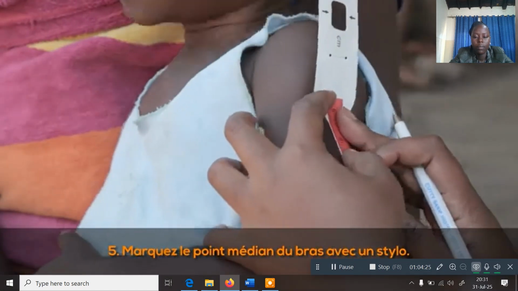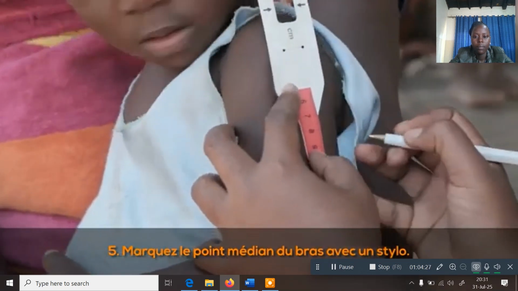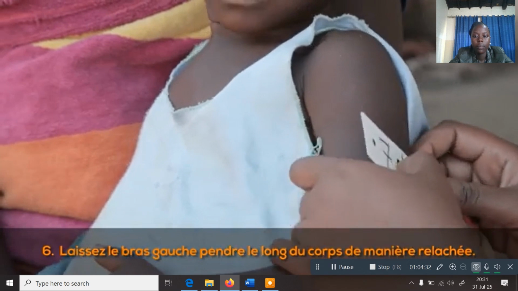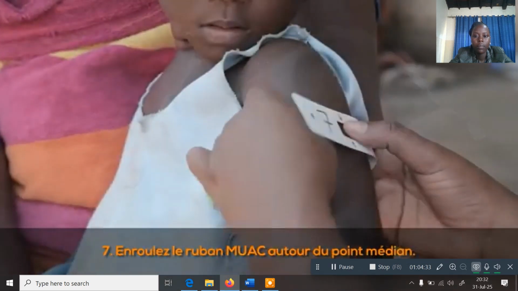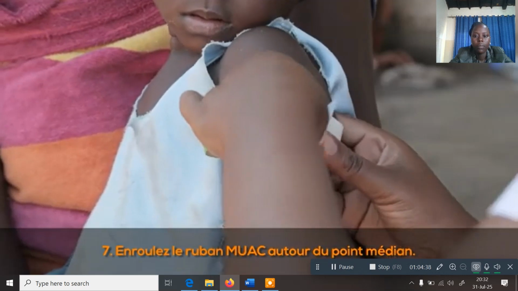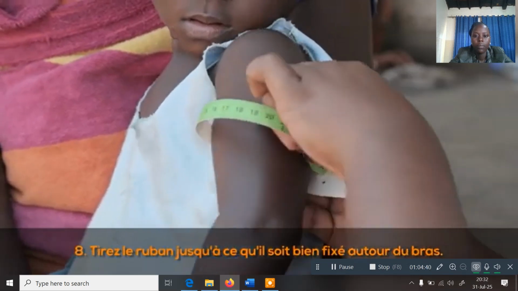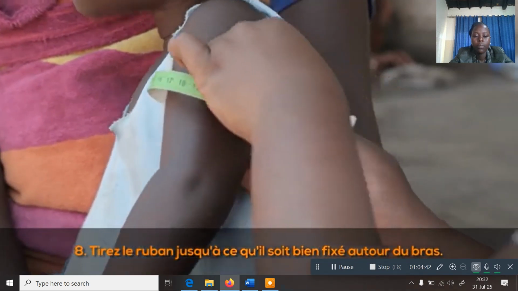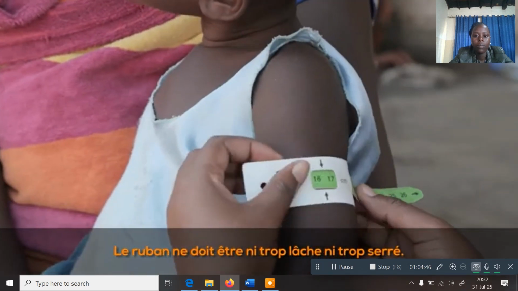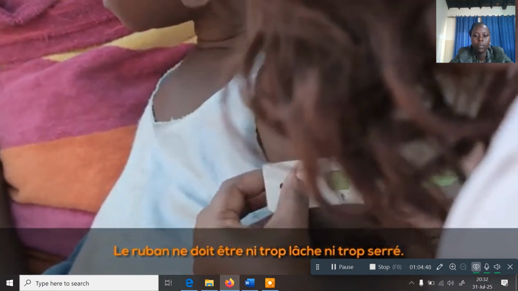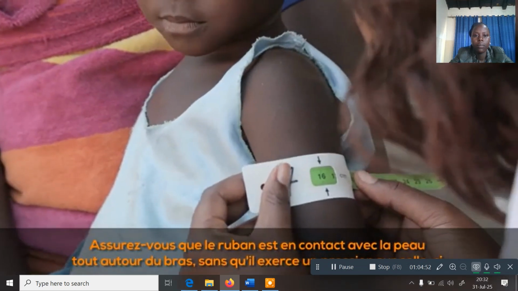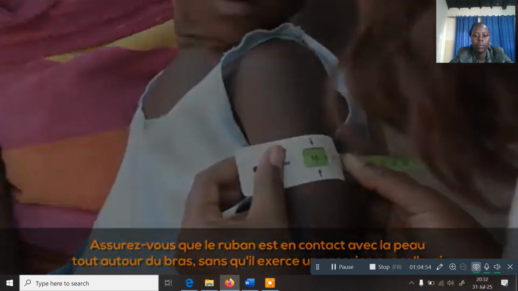5. Mark the mid-upper arm point with a pen. 6. Let the left arm hang relaxed at the side of the body. 7. Wrap the MUAC tape around the midpoint. 8. Pull the tape until it fits securely around the arm. The tape should not be left too slack or pulled too tightly. The tape should touch the skin all the way around the arm but not make a dent in the skin.